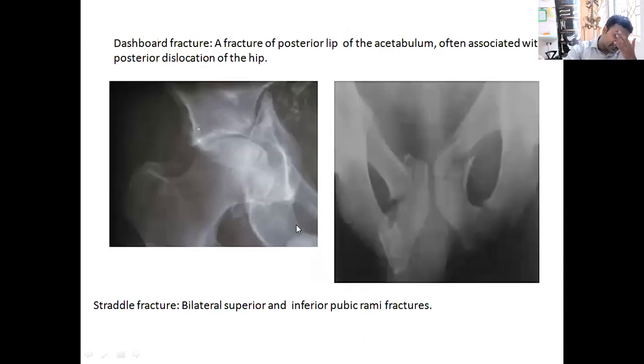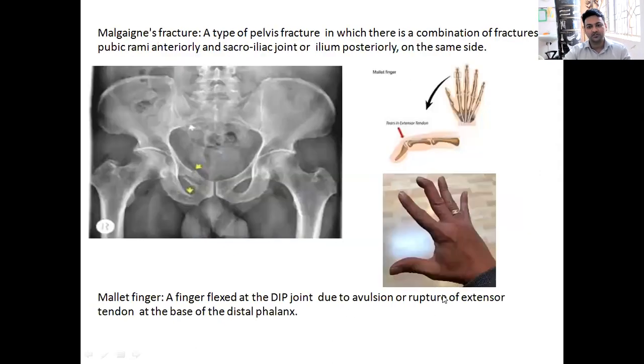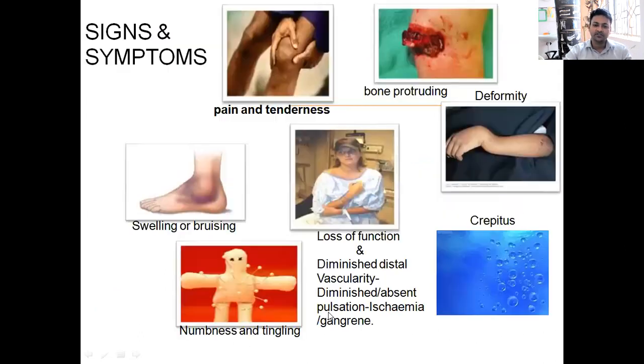Dashboard fracture, a fracture of the posterior lip of the acetabulum, often associated with posterior dislocation of the hip. A straddle fracture, bilateral superior and inferior pubic ramus fracture. Malgaigne fracture is a type of pelvic fracture where there is a combination of fracture of the pubic rami anteriorly and sacroiliac joint or ilium posteriorly on the same side. Mallet finger is a finger flexed at the DIP joint due to avulsion or rupture of the extensor tendon at the base of the distal phalanx.